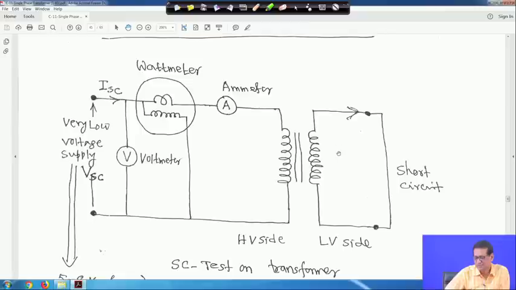So to allow the full load or rated current to flow through the short-circuited low voltage side, it needs a very small voltage, maybe 5 to 8% of the rated voltage on the high voltage side. It is written here as a very low voltage supply, and this is VSC. This supply is given from an instrument called a variac, a variable AC supply. If you just move it carelessly, the fuse will blow, because it will draw huge current. This is my short circuit current; the voltmeter, wattmeter and ammeter are connected, and the low voltage side is shorted.